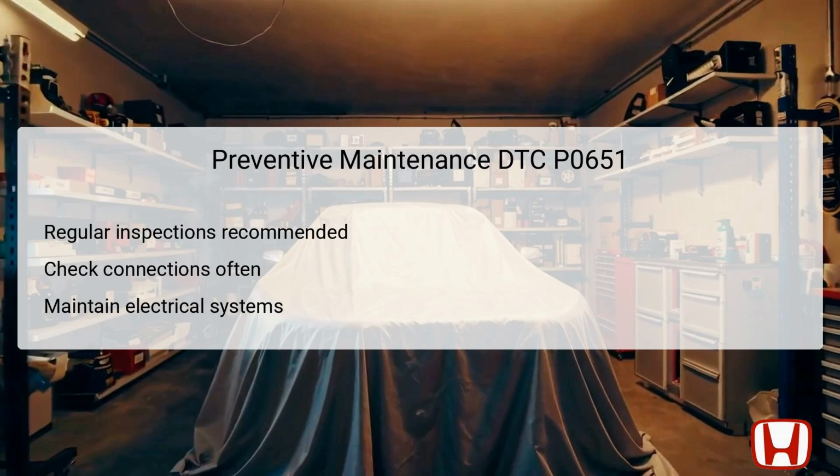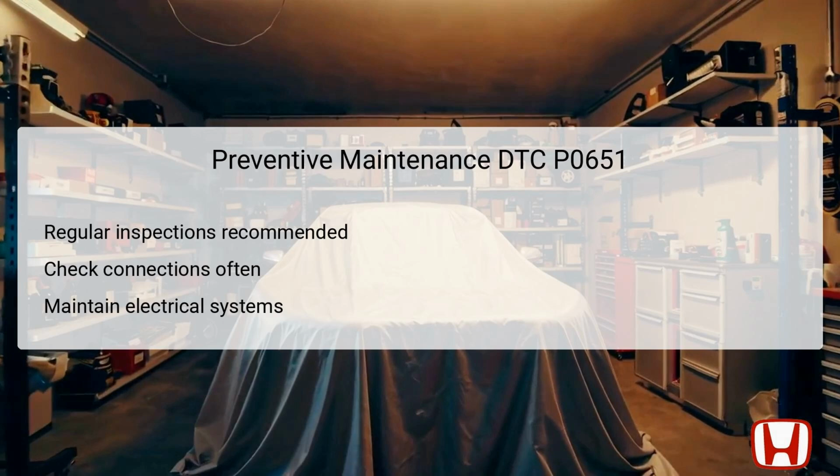To mitigate future occurrences of DTC P0651, implementing a preventive maintenance routine is essential. Regular inspections of electrical connections, harnesses, and sensors can catch potential issues before they evolve into larger problems. Checking for signs of wear, corrosion, or loose terminals can enhance the longevity of the vehicle's electrical systems. Maintaining clean and secure connections will ensure the smooth operation of the transmission system as well.